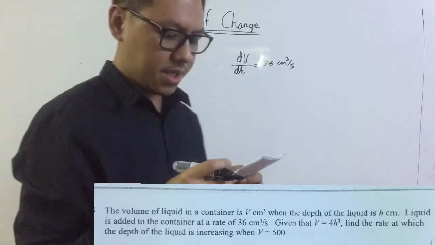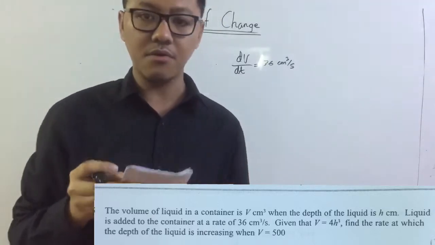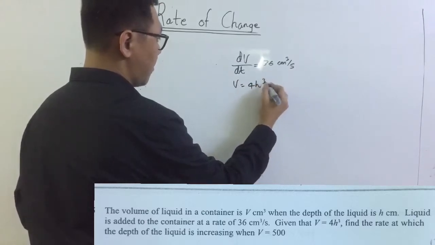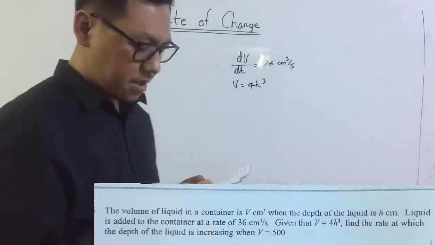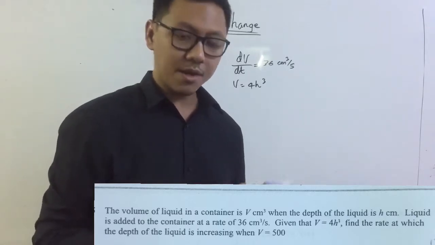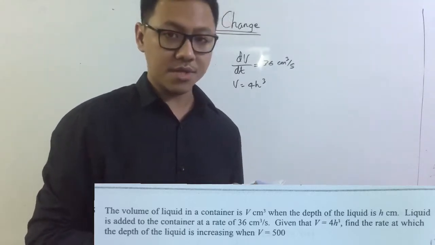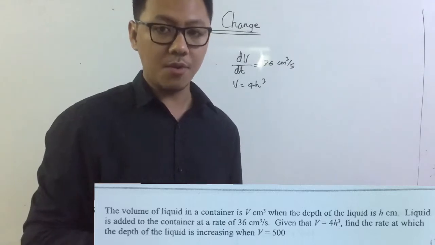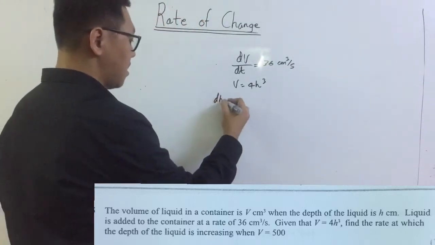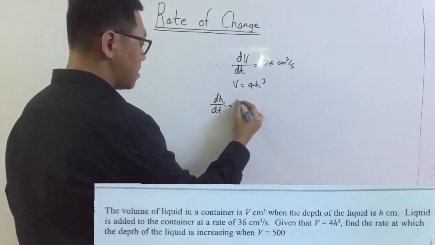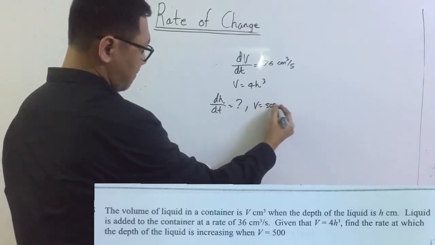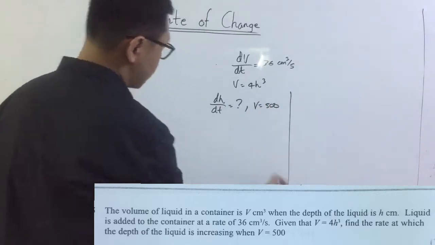Okay, and the next one they say is, given that V is equal to 4h³. I'm gonna write that down. And then they ask for the rate at which the depth of liquid is increasing. So they are talking about depth. Depth means height, right? So rate of height, which is dh by dt. What we are trying to find is dh by dt, and the volume is given. Volume is 500.